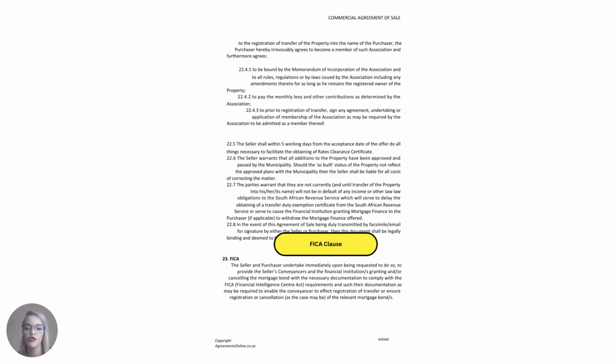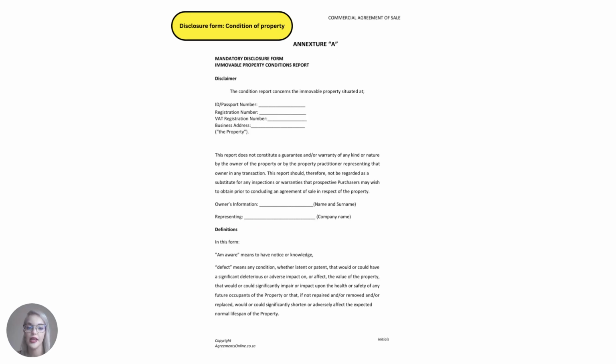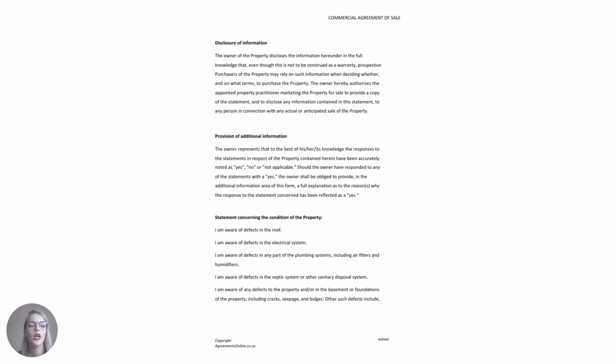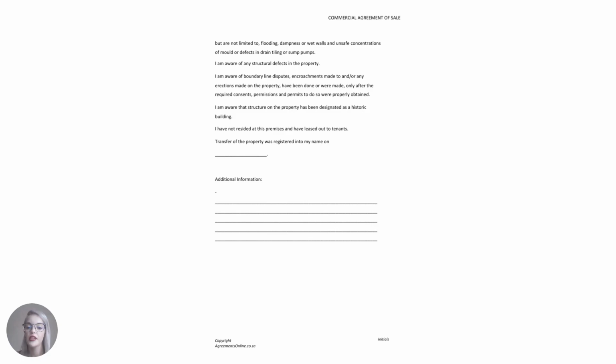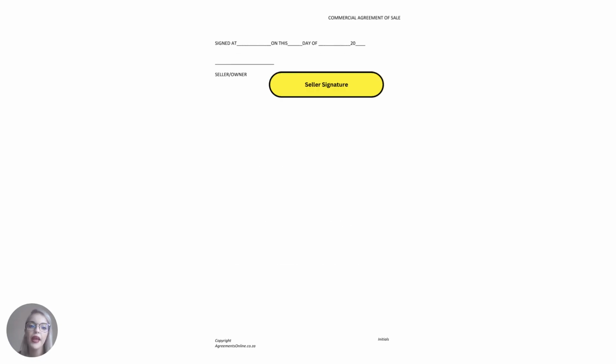The agreement then also touches on the FICA clause as provided for in law, as well as special conditions of this offer, and that is then signed by both the buyer and seller and witnesses for each. The agreement then comes with an attachment, and that is a disclosure form for the condition of the property, setting out some basics with regards to the condition of the property that the owner will fill out, and that is then ultimately signed by the seller as well.